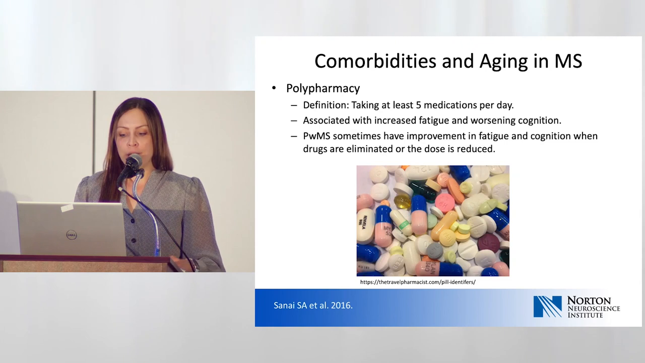Another thing that I like to think about in aging with multiple sclerosis is something called polypharmacy. Polypharmacy is defined as taking more than 5 medications per day. And when you take more than 5 medications per day, this is associated with an increase in fatigue and worsening cognition, not for everybody, but for some people.